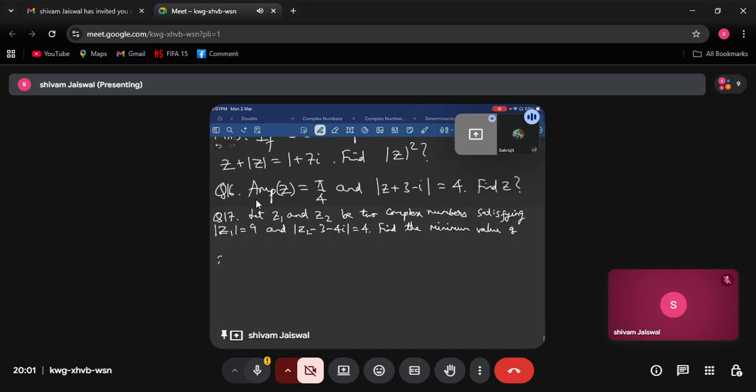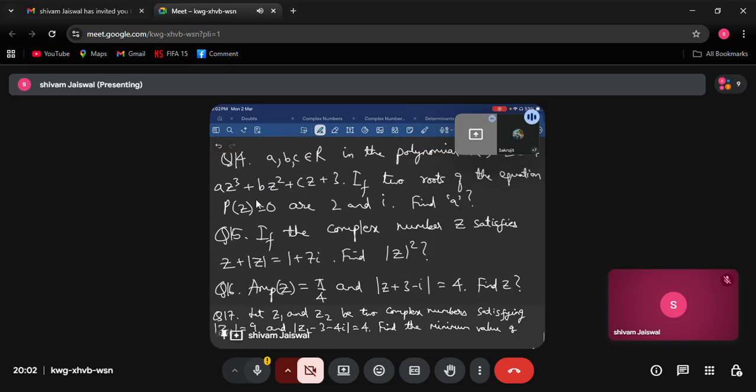If one of the roots is iota, what is the other root? Minus iota. The other root is minus iota. Okay. So let the last root be alpha. We need to find out alpha first. Yes, Raktim, your answer is correct.